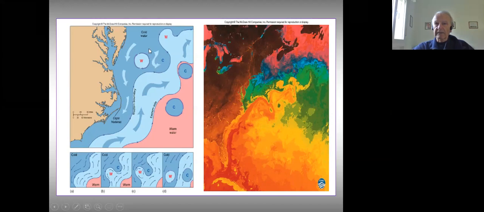You can see that cold water is coming back on the left hand side of the Gulf Stream, and this is the Gulf Stream, and these are the cold water eddies, and here is the warm water close mesoscale structures on the left hand side of the Gulf Stream.